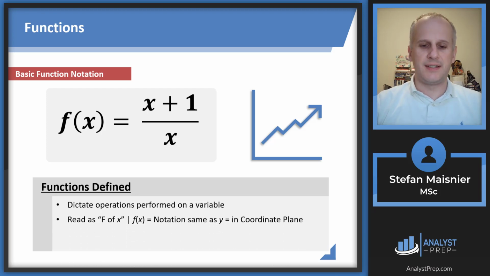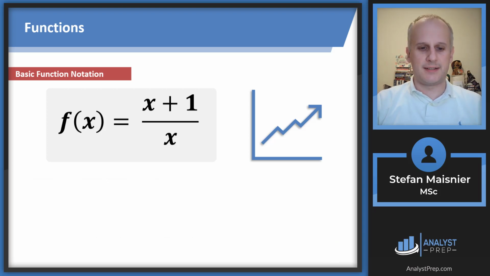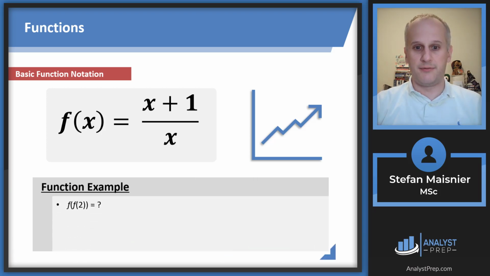So you read this as f of x, and we know that f of x notation is the same as y equals notation in the coordinate plane. Just kind of a tertiary concern that you may see on the test. And nested functions, meaning a function within a function, they have to be processed from the innermost parentheses outward. So you always start in the middle and then work your way out. So let's consider an example here of this function.